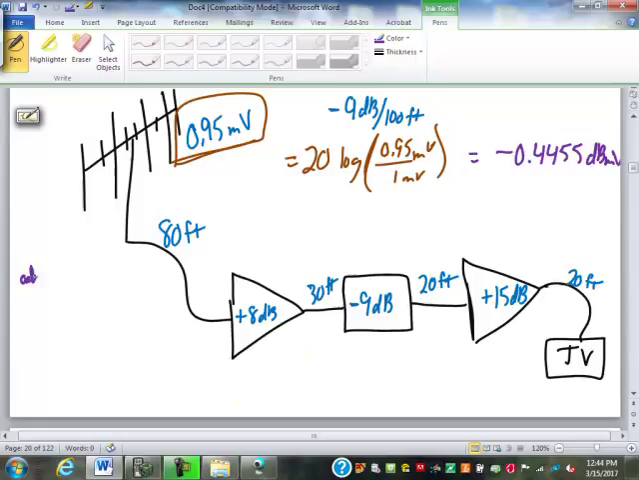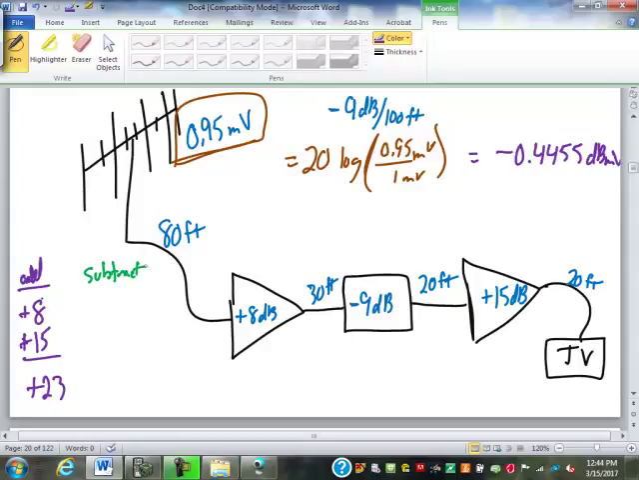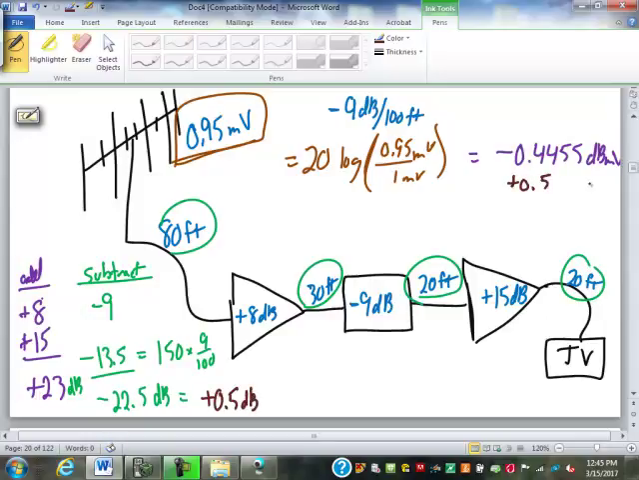Sure. So here we're going to add the plus 8 and the plus 15. That's a plus 23. We're going to subtract the minus 9. We've got this added up. This is 150 feet of cable here. So 150 times 9 per 100 is 13.5. So that's subtracting 22.5. These are both dBs. So that is a net positive 23, negative 22.5, a net gain of 0.5 dB. So we come up here and we add 0.5 dB. That puts us at a positive 0.0545 dBmV.